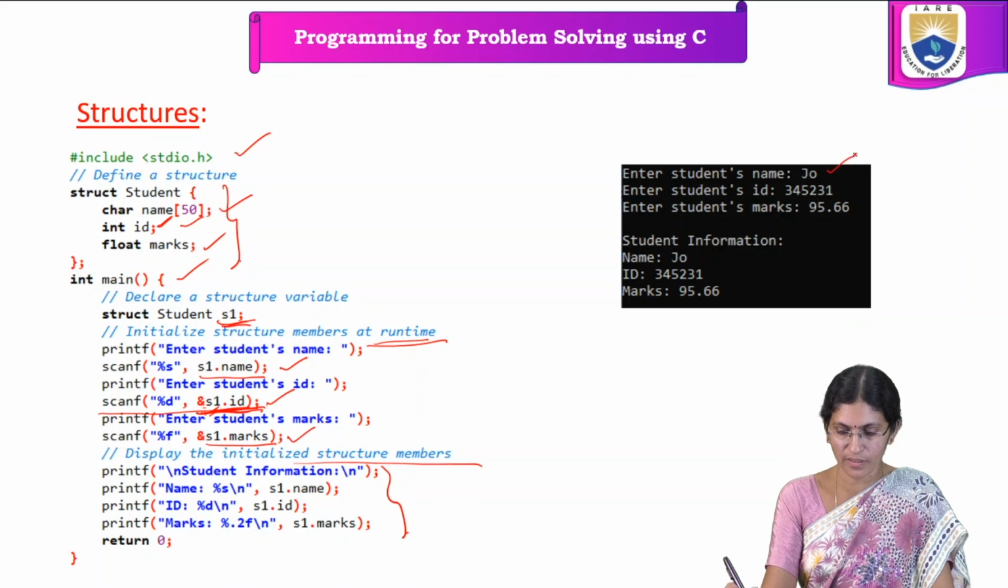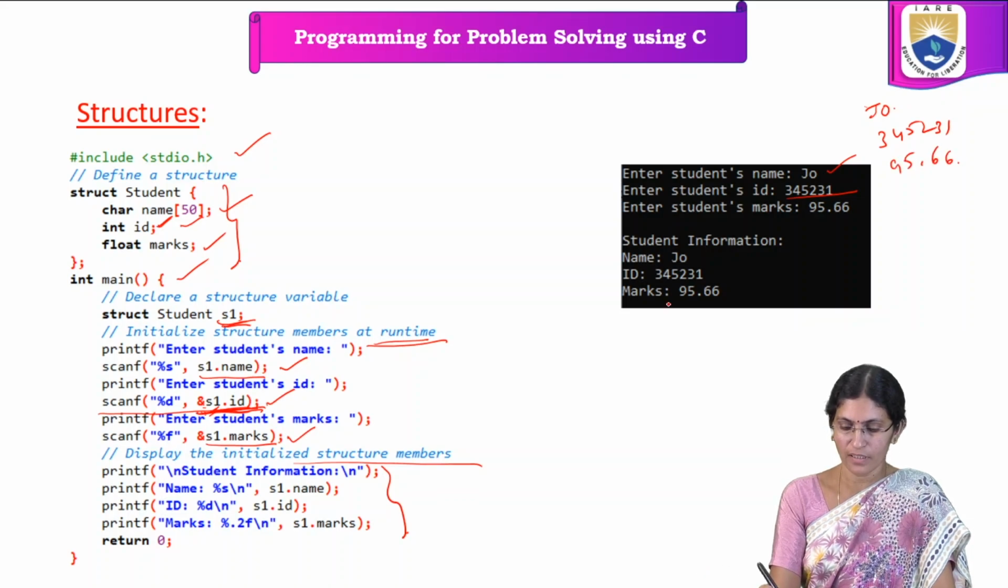Enter the student's name. Suppose we enter Joe here. Enter the student's ID. So the name of the student is Joe, ID is 345231. And if we enter the marks as 95.66, then correspondingly the student information will be displayed on the screen. So this is the information, name.